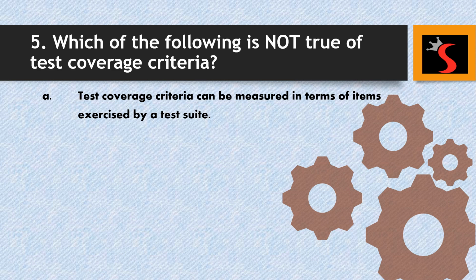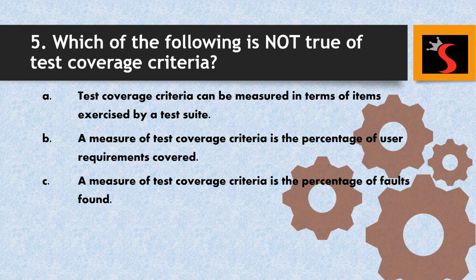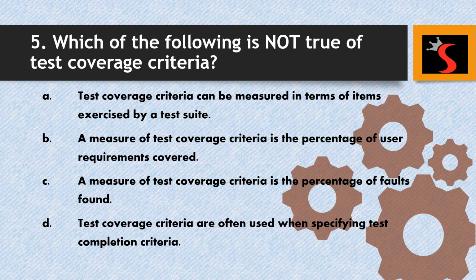A. Test coverage criteria can be measured in terms of items exercised by a test suite. B. A measure of test coverage criteria is the percentage of user requirements covered. C. A measure of test coverage criteria is the percent of faults found. Or D. Test coverage criteria are often used when specifying test completion criteria.